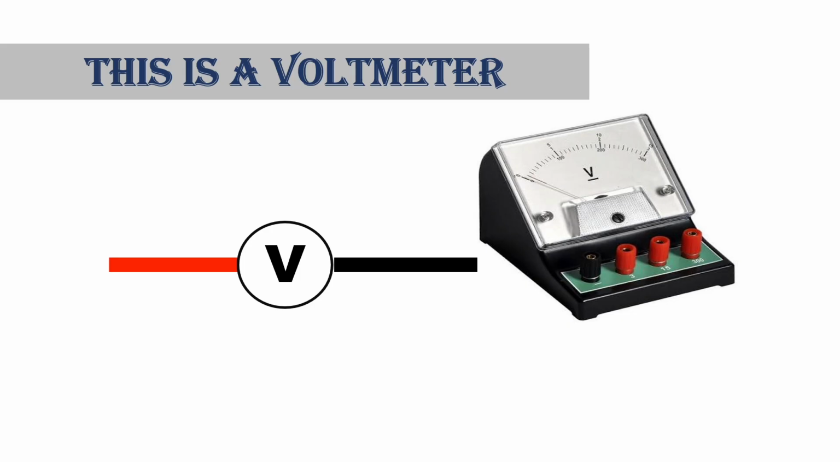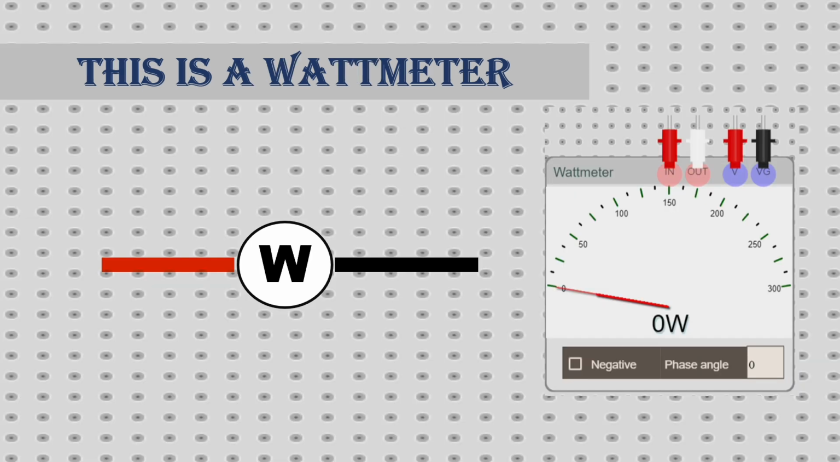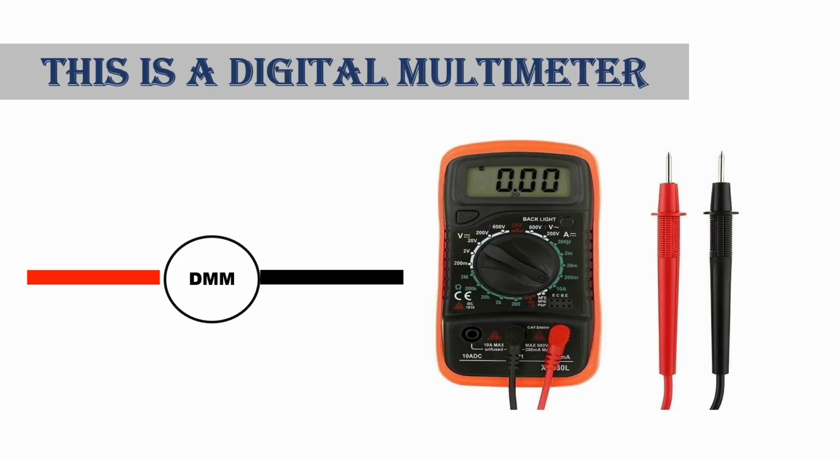This is a voltmeter used to measure voltage. Its symbol is V enclosed in a circle. This is an ammeter. It is used to measure current, represented by A enclosed in a circle. This is a wattmeter. It is used to measure power, represented by W enclosed in a circle. This is a digital multimeter used to measure resistance, current and voltage. Its symbol is DMM enclosed in a circle.